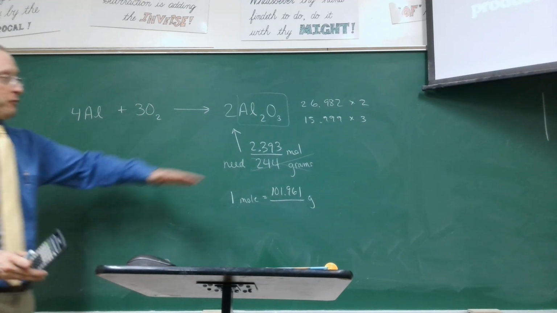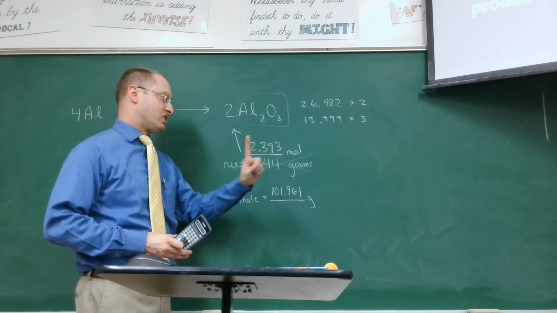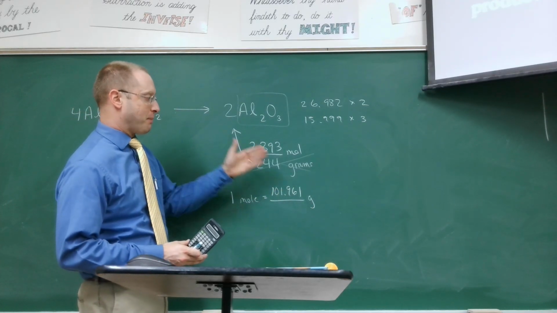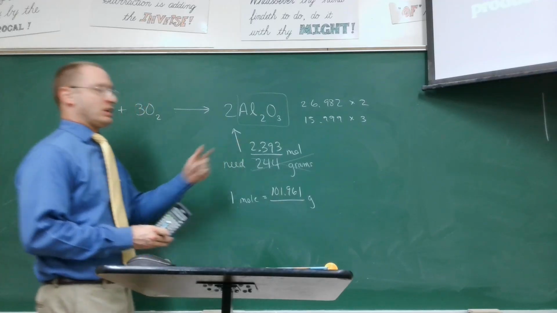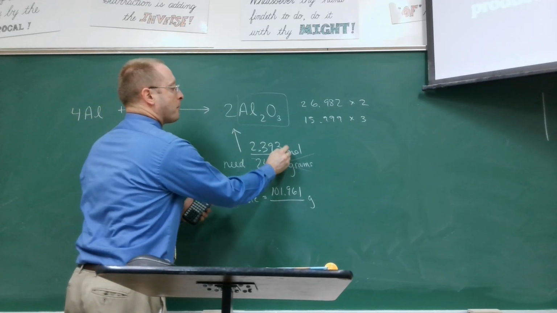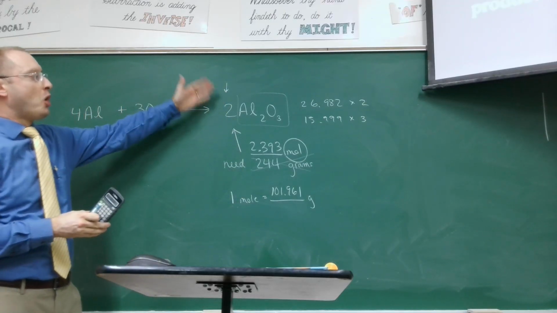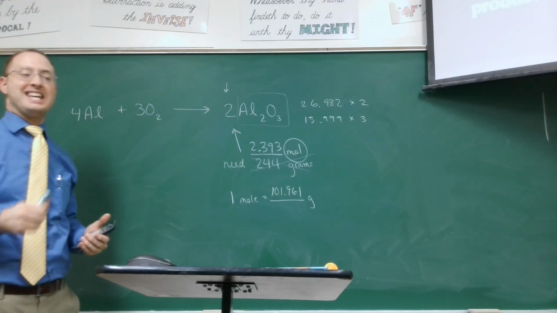You take the 244 grams that we need, but it takes 101.961 grams to make a single mole. So divide the grams we need by how many grams are in 1 mole, and that'll tell you how many moles we've got. 2.393 moles. We all got 2.393. Now, once you know the moles, and of course you know your coefficient number, what do I do with them to get my key number, class?